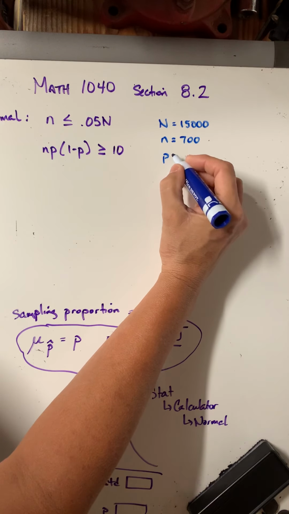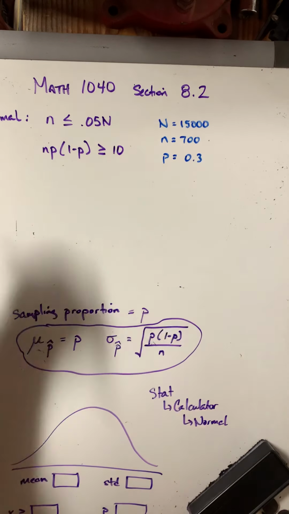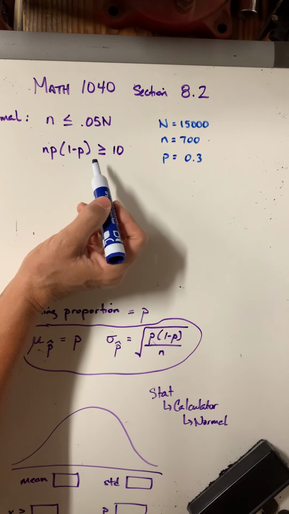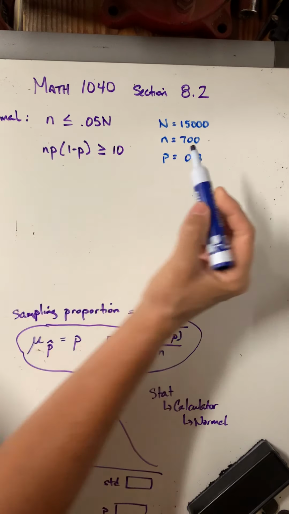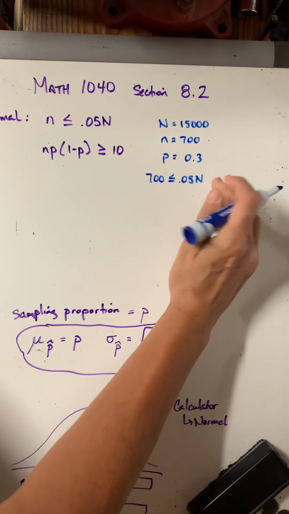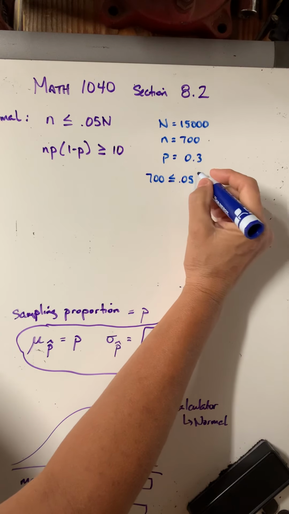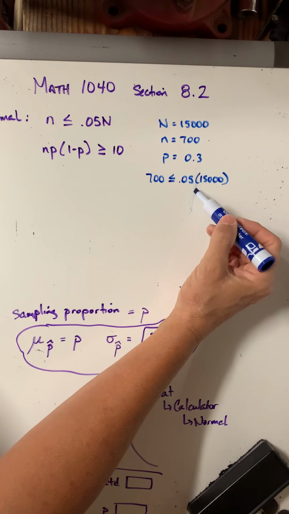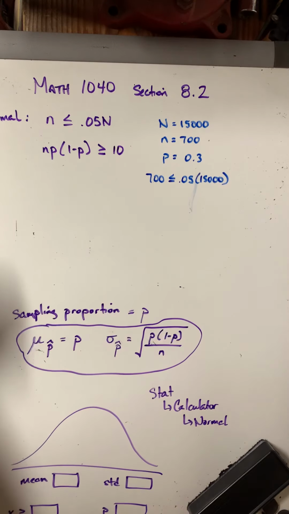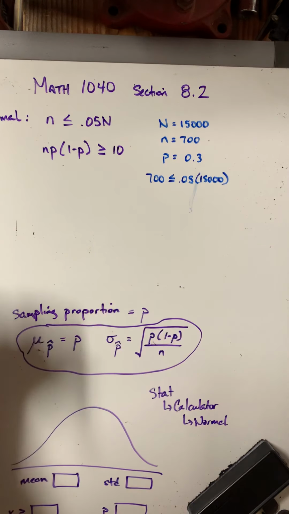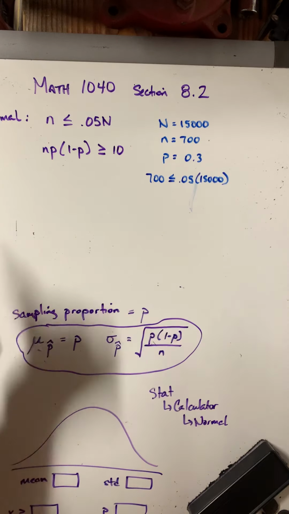And my p, my proportion, is 0.3. So how would I verify this? Well, I would run them through both of these formulas. So little n, which is 700, has to be less than or equal to 0.05 times big N, which is 15,000. So what I would do is multiply 0.05 times 15,000 to prove that 700 is less than whatever that answer is. I don't have my calculator on me, but you can try that, and I've already verified that it is. So 700 is less than whatever that answer is.